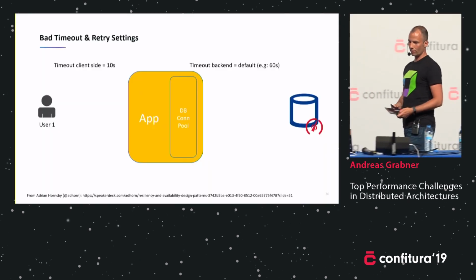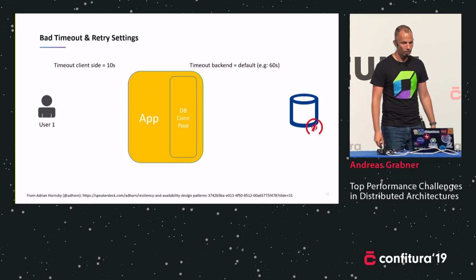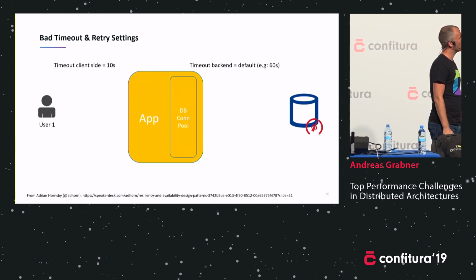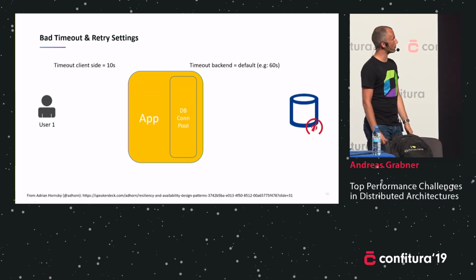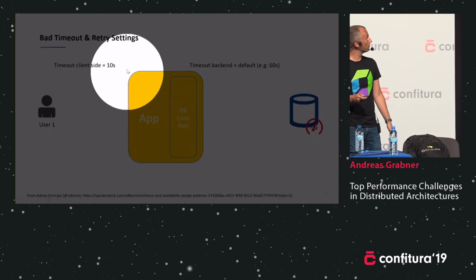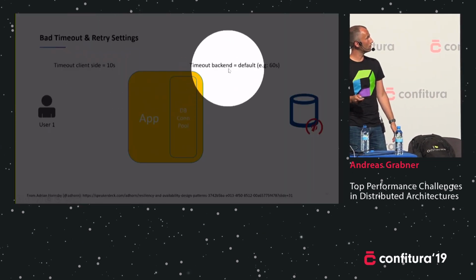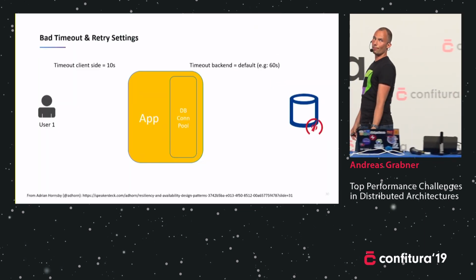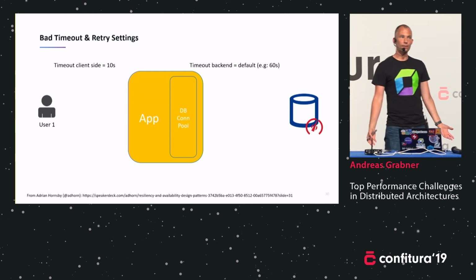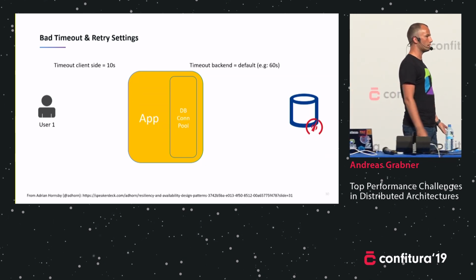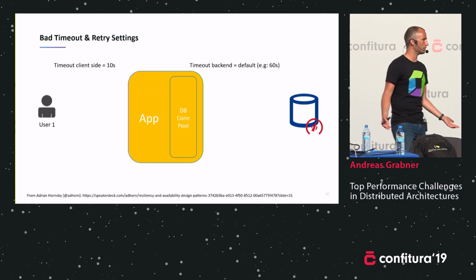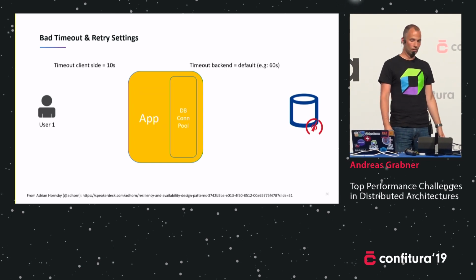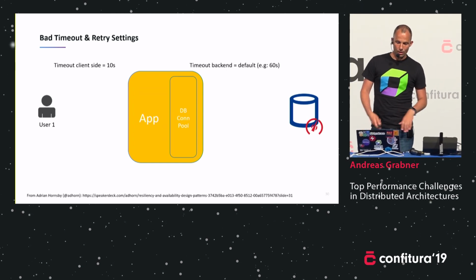So let's actually have a look at this. This is what I took from Adrian. The example of a user calls an app and there's a backend database that is already under pressure. The front-end timeout, 10 seconds. The backend timeout, default, 60 seconds. A lot of frameworks use default timeouts for a good reason. There should be a default, but the defaults are never optimized for your environment. And especially the defaults can never be optimized for your environment because they don't know your end-to-end architecture. But too many timeouts are 60 seconds.